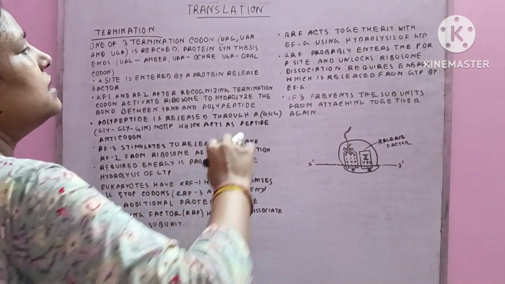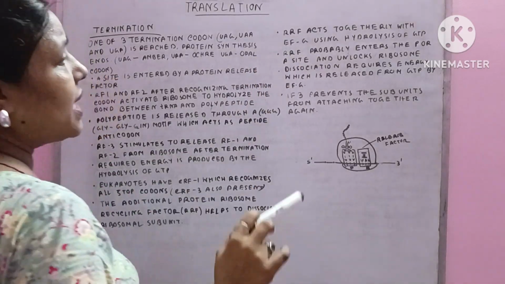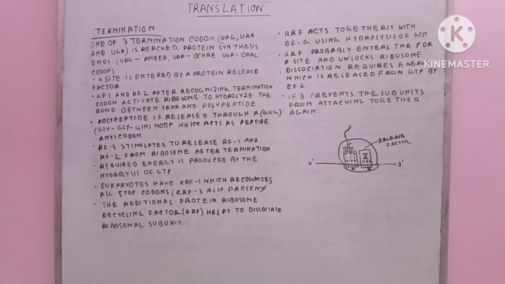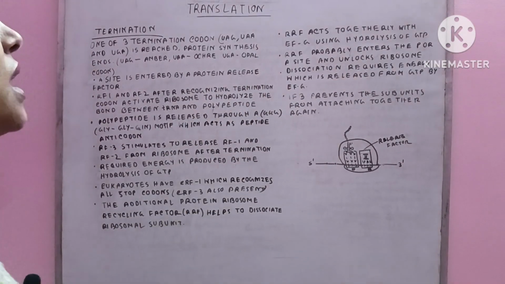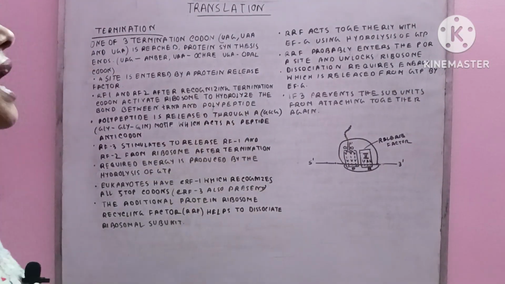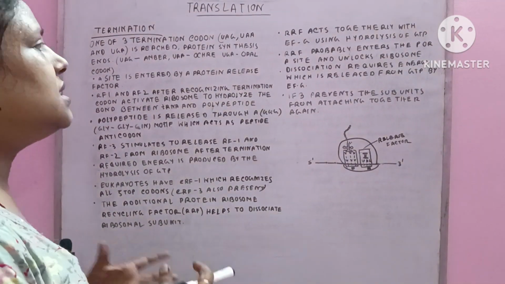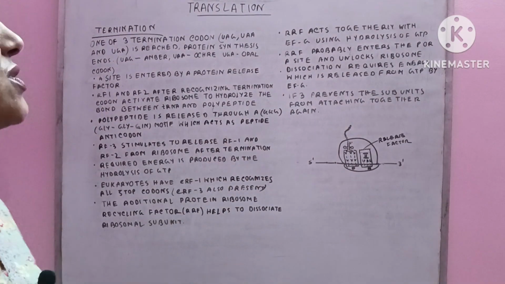Here RRF acts together with EF-G. RRF is not the only one responsible for releasing the ribosomal subunits; EF-G, the elongation factor, is also very important for this. RRF probably enters the P or A site and unlocks the ribosome. It can enter maybe the A site or the P site, and then it tries to unlock the ribosomal subunits. Dissociation also requires energy.